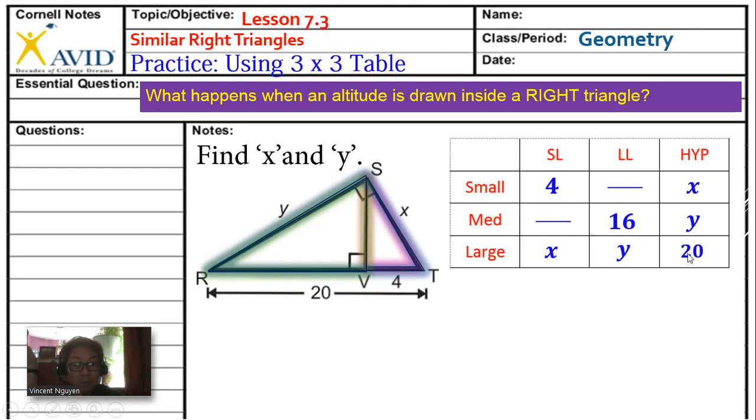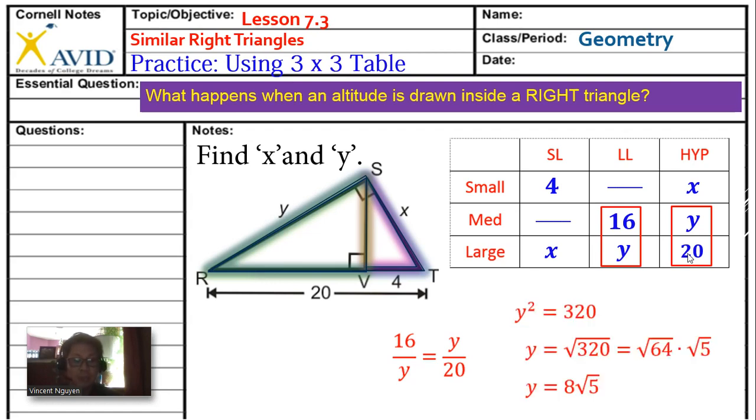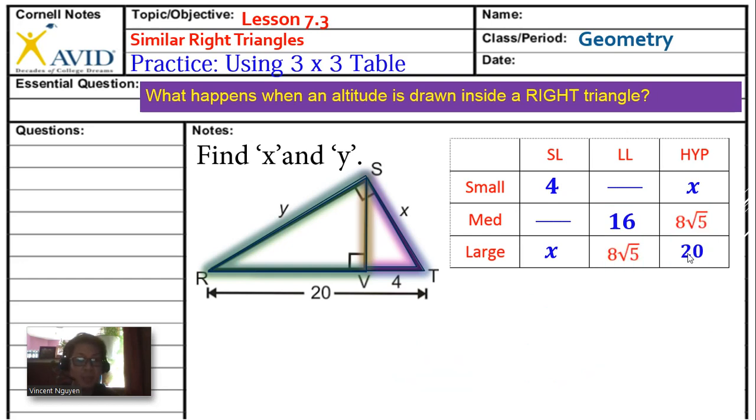Doesn't matter which one you solve for first because those are independent, right? I'm going to solve for y first just because. All right, 16 over y equals y over 20. Cross multiply and then take the square root and then simplify your square root into 8 root 5. Once you find something, go ahead and replace it in your table, because that variable has now been found. So you put the value in for your table. And then use the other proportion to find your x variable.